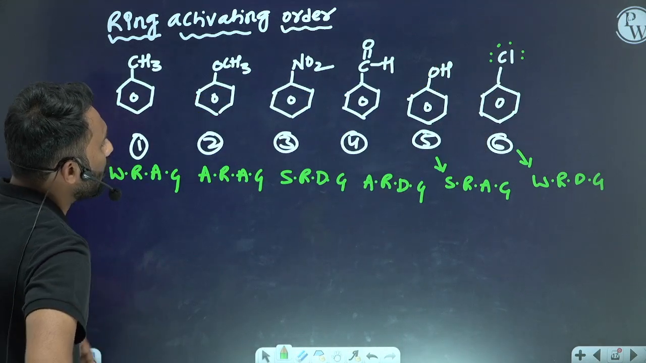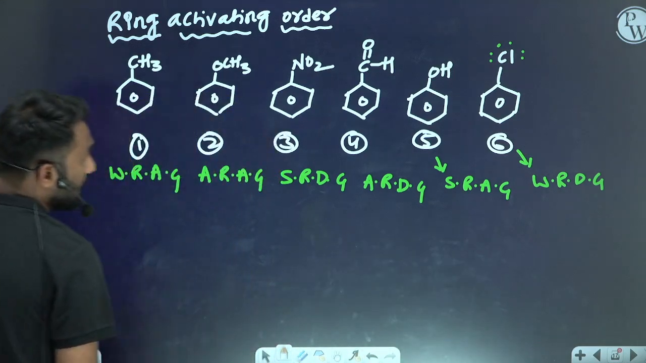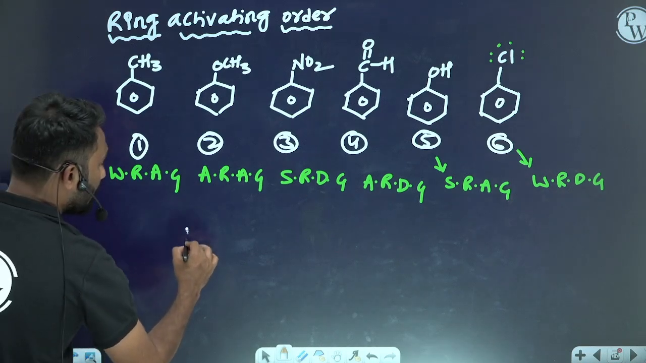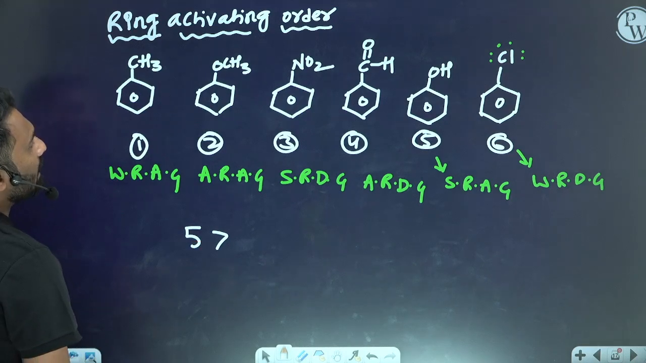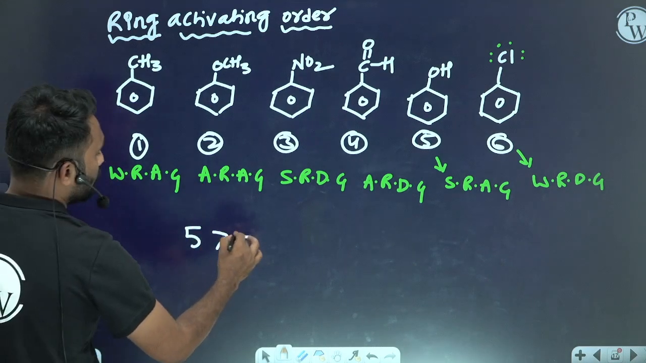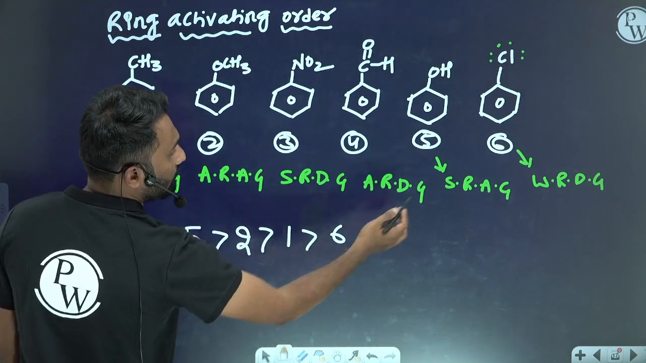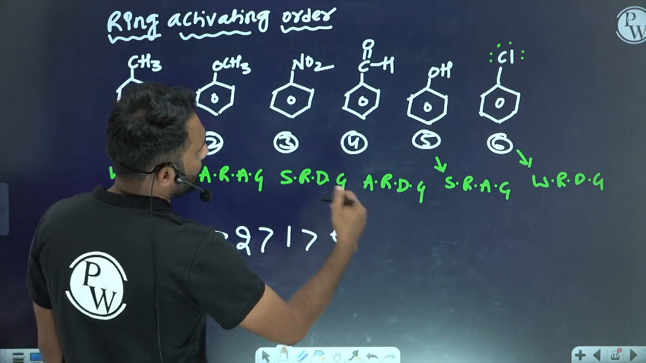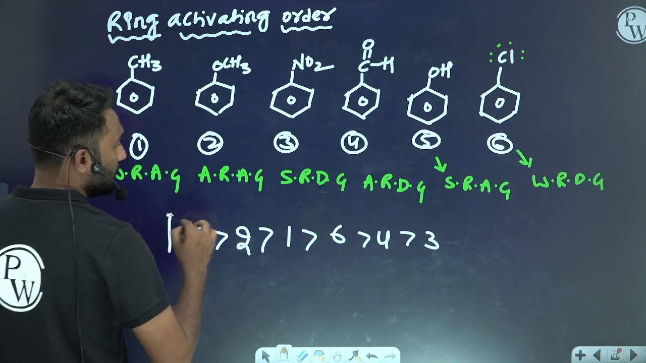Clear? Now arrange the order of the ring activating groups. Which one will activate the ring very fast? Now 5 will activate the ring very fast. Next, the average ring activating group, which is 2. Next, the weak ring activating group, 1. Next, 6, weak ring deactivating. Next, the average ring deactivating group, 4. Last is 3. Now this is the order.